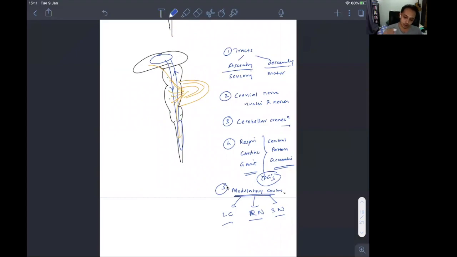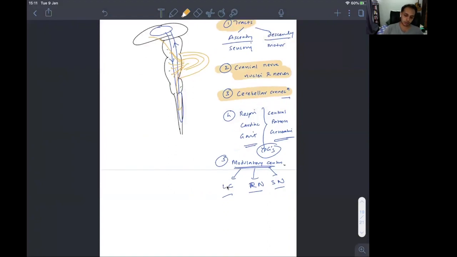Okay. So for today's discussion, we are going to be talking mainly about the tracts and the cranial nerve nuclei, and to some extent the cerebellar connections. We are not going to be talking about the central pattern generators or the medullary centers, but it is important for you to remember that these are also there and they can also get affected.